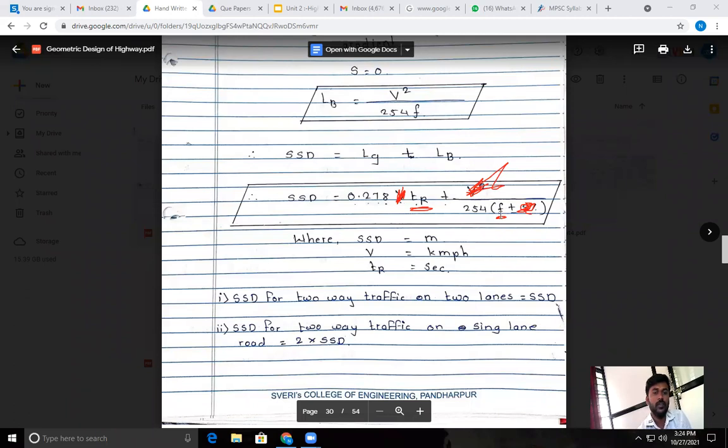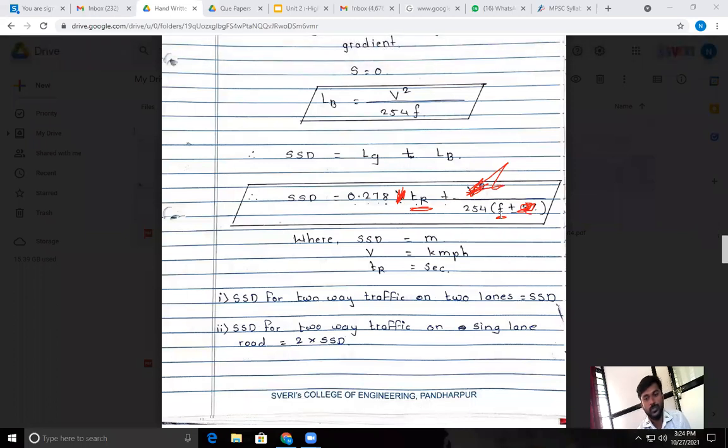Then what is F? F is the coefficient of friction. But there are two coefficients of friction: one is the longitudinal coefficient of friction and the other is the lateral coefficient of friction. The values given by IRC for longitudinal friction are 0.35 to 0.4. This is also asked many times in MCQs. And the lateral value F is equal to 0.15.